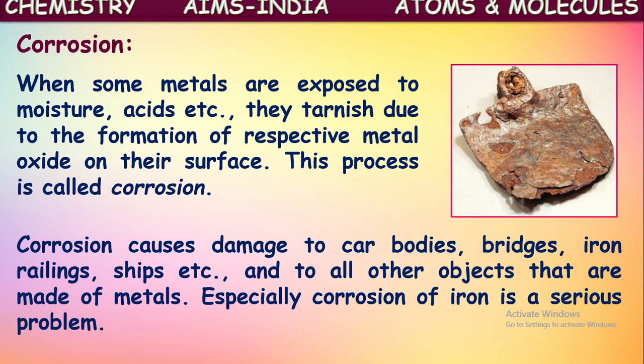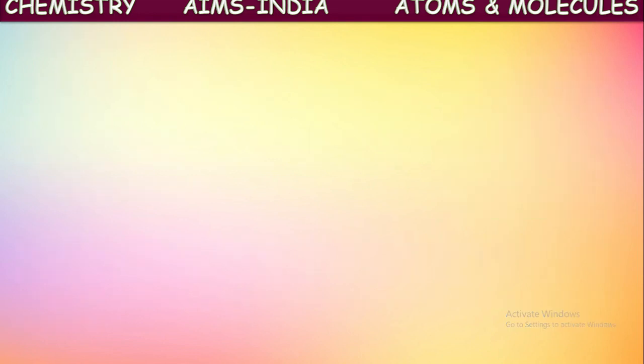This corrosion especially causes damage. Corrosion of iron is a serious problem because most of the materials around us are made up of iron. So if this iron gets corroded, that spoils the objects. This spoils the quality of those iron objects. So it is a serious problem.